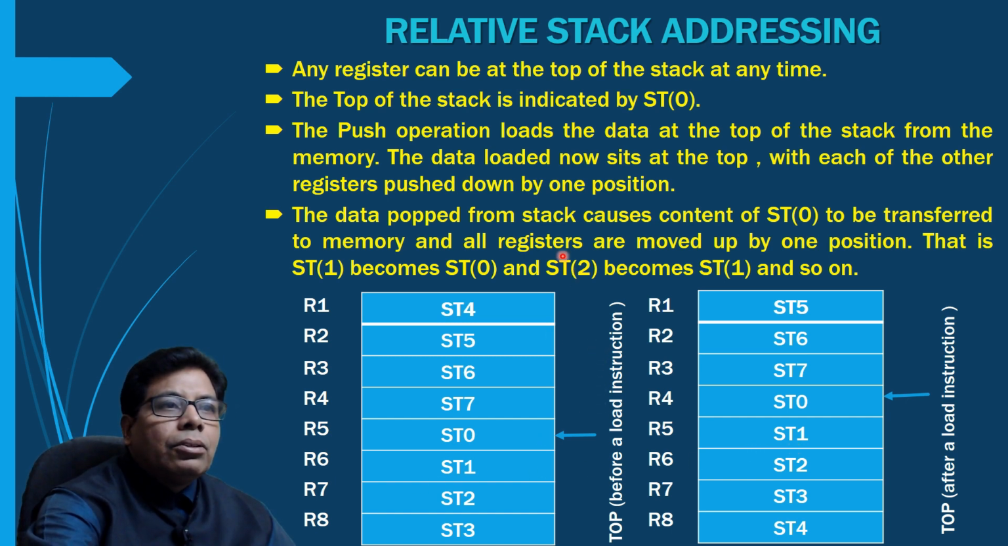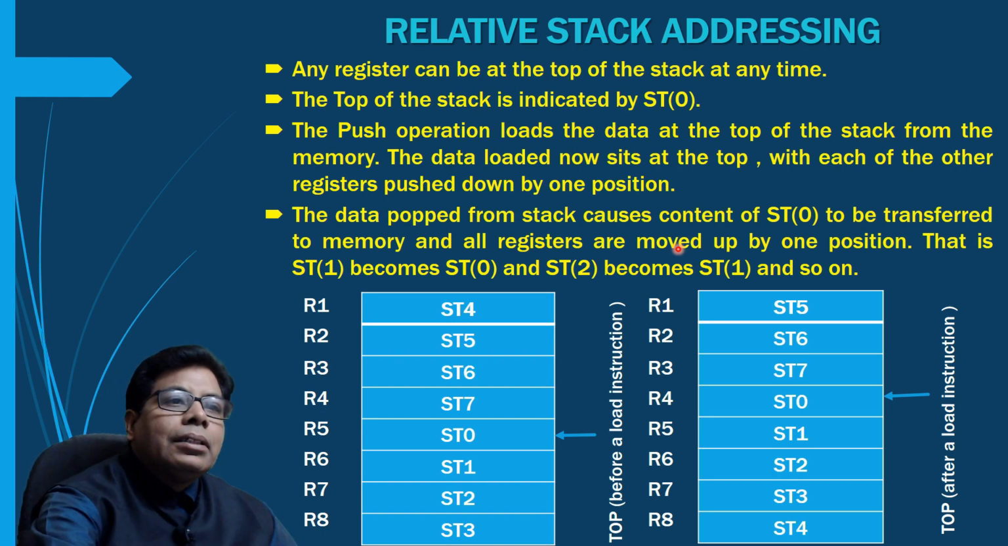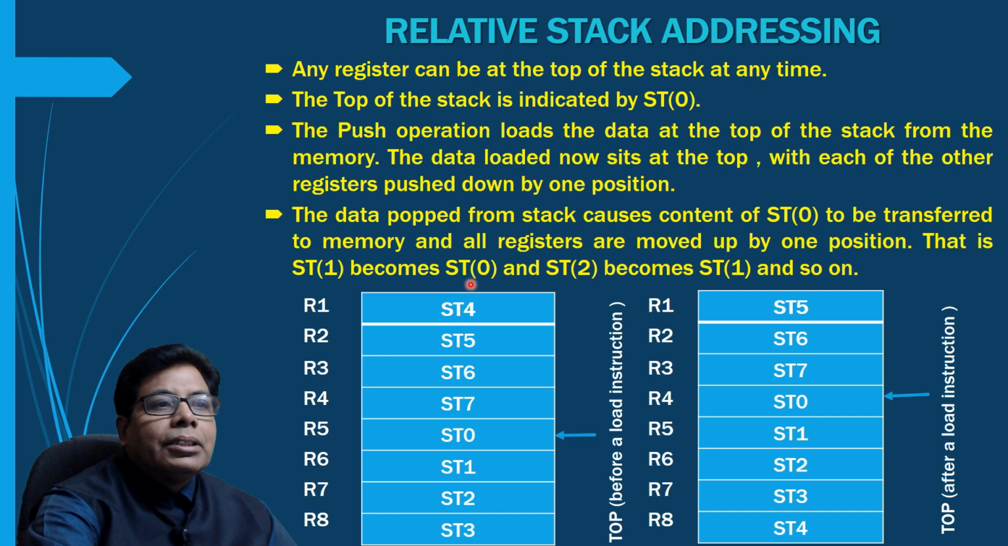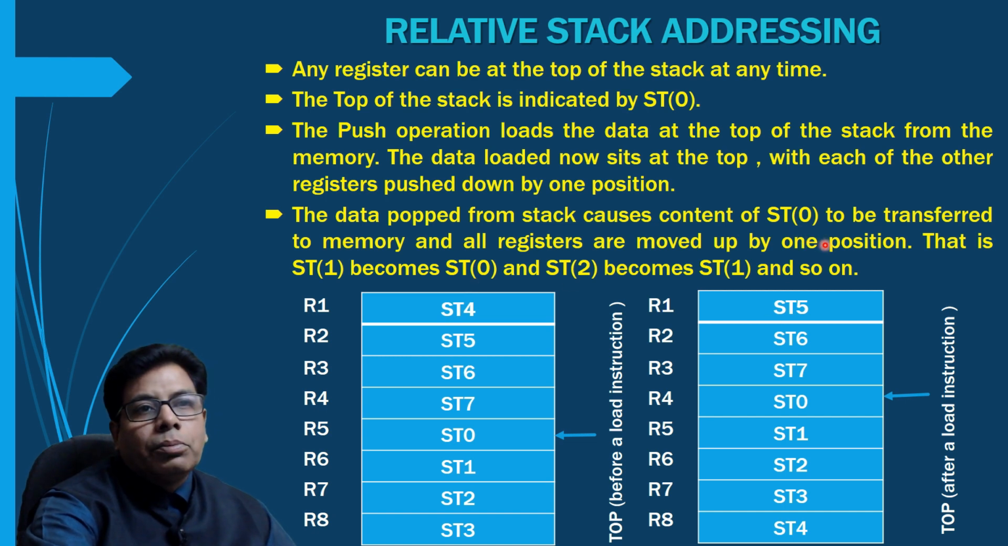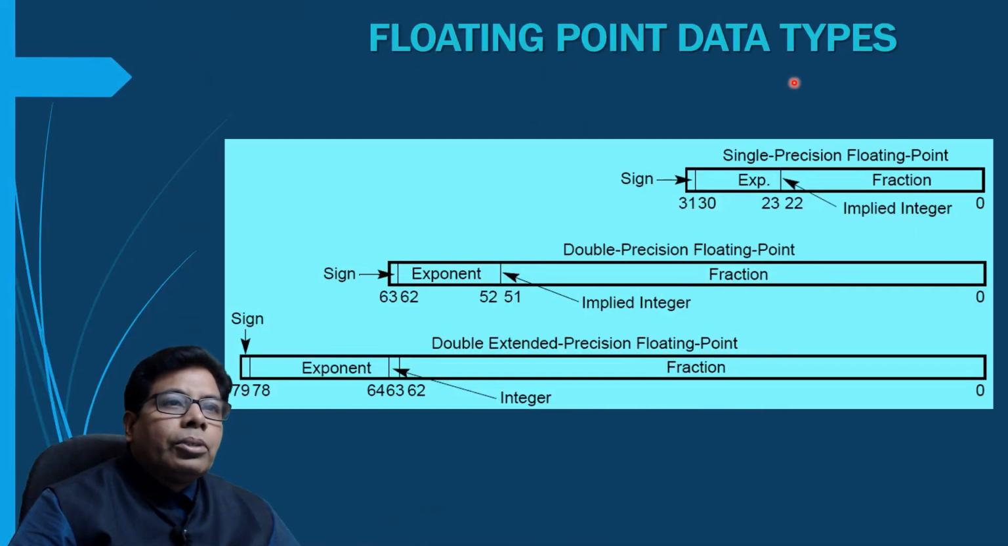So the operation is relative, this is called relative stack addressing. That's why we can use all the 8 registers for the top of the stack, and it will depend on this index. So ST0 will always represent the top of the stack, and we can change the registers for the top of the stack. So any register can be at the top of the stack at any time. This is very important. Then let us go to the floating point data types.